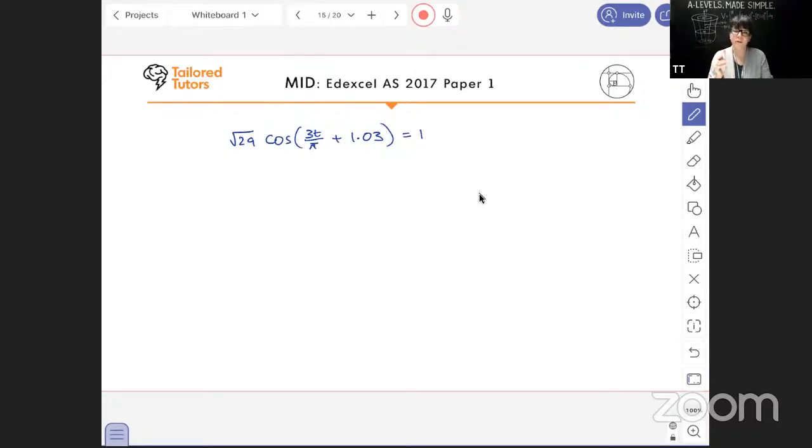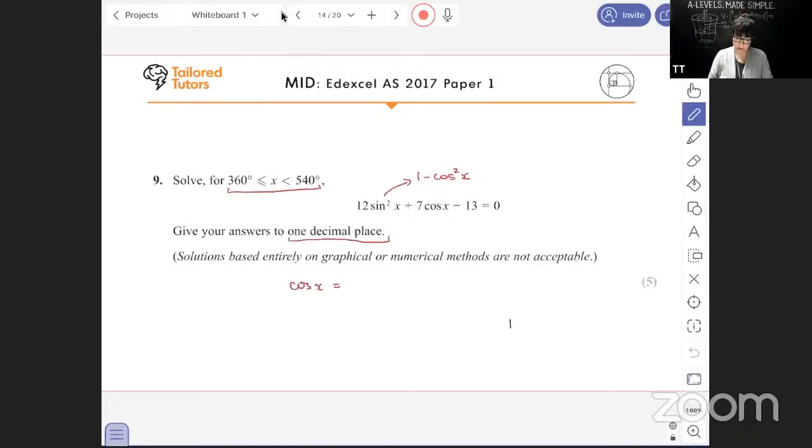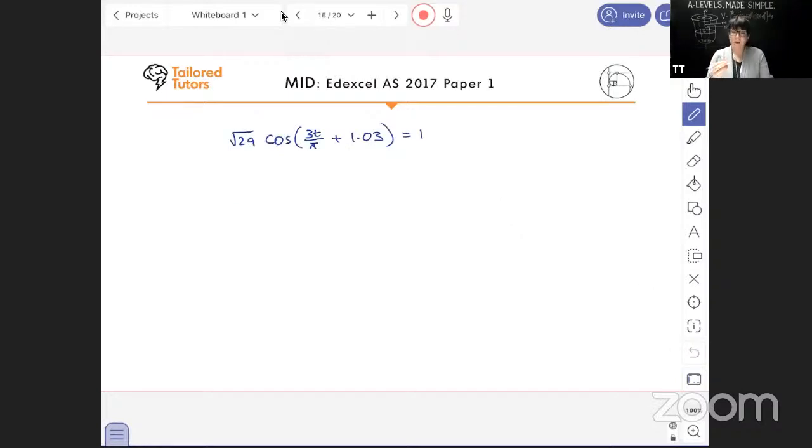So Emma, I will use this as an example, although I realized that the one that we were doing here was much simpler because it was just cos x is a number that came from the quadratic. Okay, so here's what you do. We would first of all divide both sides by root 29. That's obviously a no-brainer, that's fine. And then we're in this situation.